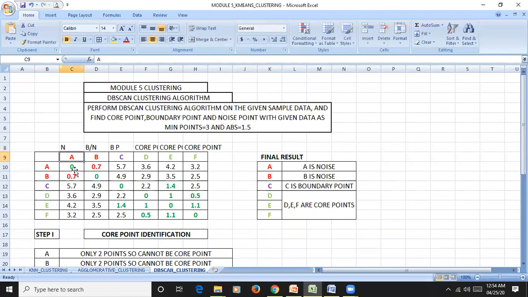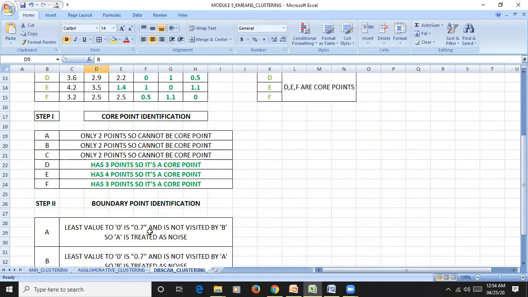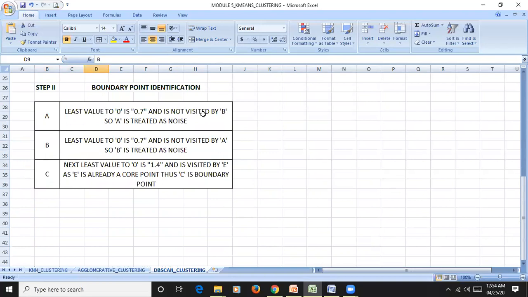Then here come across with your A. Apart from the 0, the least one is 0.7, which is B. B is not visited yet, neither a core point nor anything. So that's why here also I can call it a noise. Both A and B are your noises here.